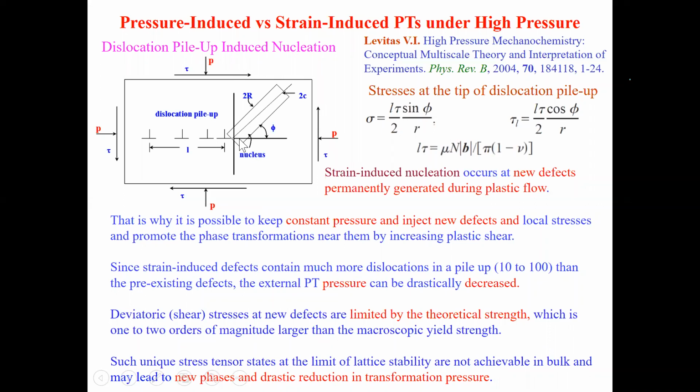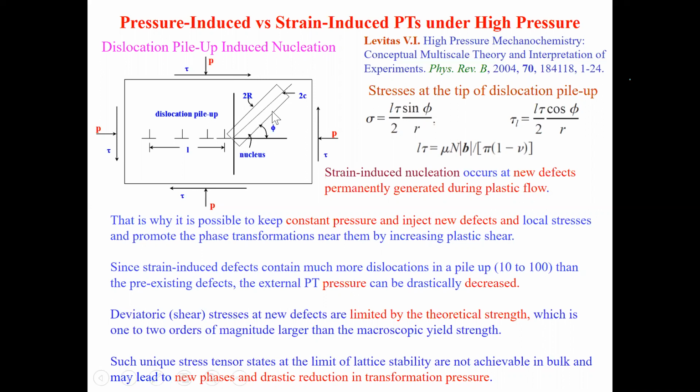Also, what is important is that nucleation occurs in a small nanovolume. And it's very probable that it's defect-free. And that is why shear stresses, or deviatoric stresses, non-hydrostatic stresses, are limited here by theoretical strengths, which are 1 to 2 orders of magnitude larger than macroscopic yield strengths.